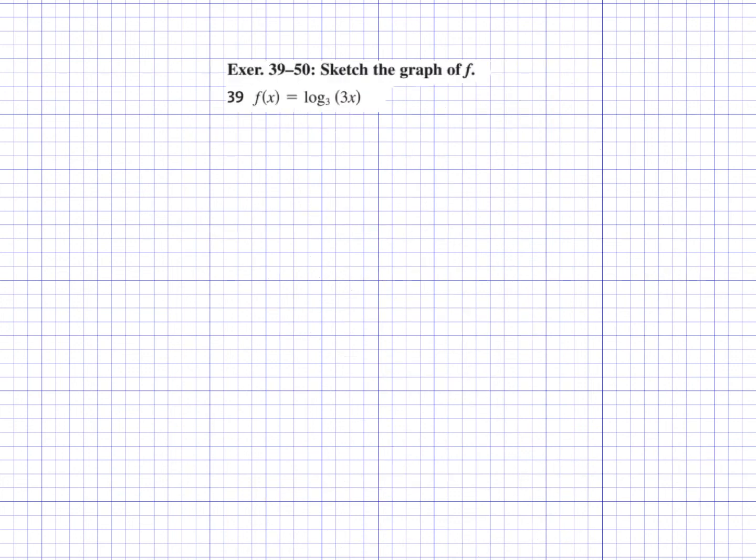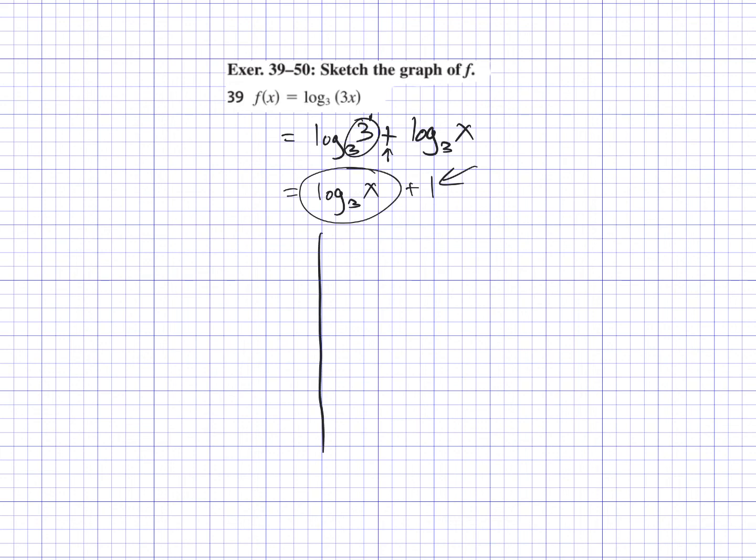Okay, so the log base 3 of 3x, if we break this apart, it's log base 3 of 3 plus log base 3 of x. Remember, when you add, you're multiplying. And whenever these are the same, it's the exponent. So this is going to be the log base 3 of x plus 1. So the plus 1 is outside of the function. So it's going to raise the log of x up 1 unit. So the log of x, the parent function, goes through here, looks like this. So our new function is going to move up 1, and it goes like that. So same graph, just bumped up 1 unit.